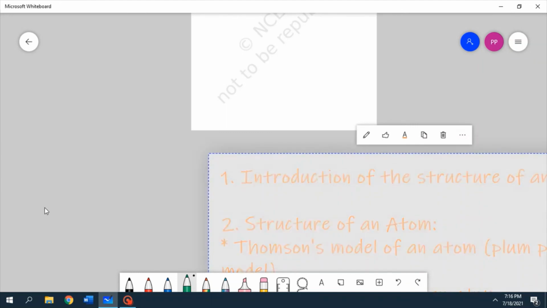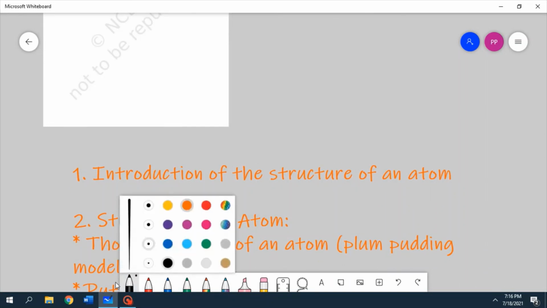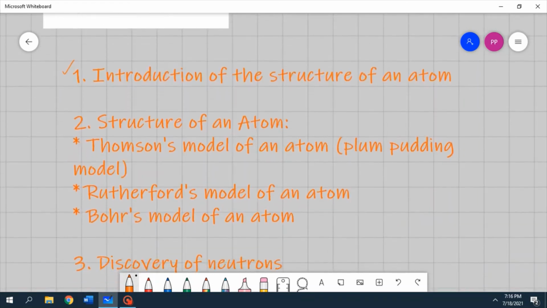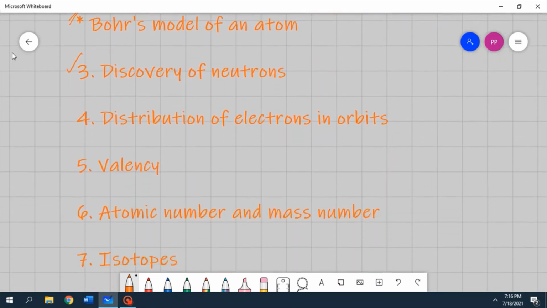All right, so in this lesson we started with the introduction of the structure of an atom. We talked about how there are protons, electrons and neutrons. We learned about the structure of an atom, and we did so using Thomson's Model of an atom, Rutherford's Model, and Bohr's Model of an atom. So Thomson's Model is also known as the plum pudding model. We also learned about that. And then we learned about the discovery of neutrons, and I explained the logic behind the discovery of neutrons.